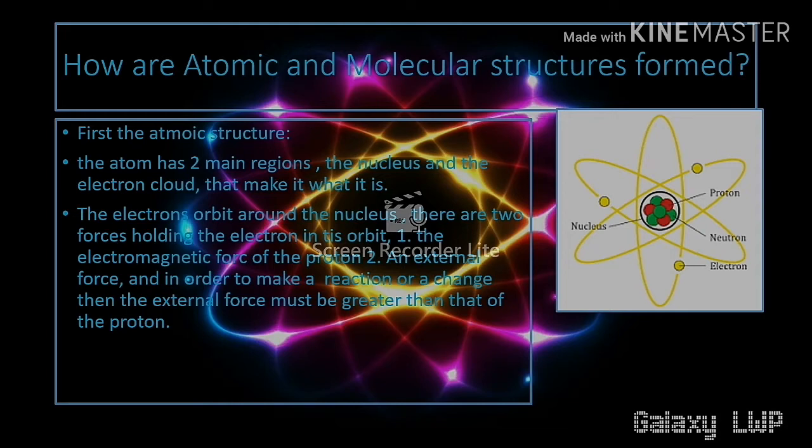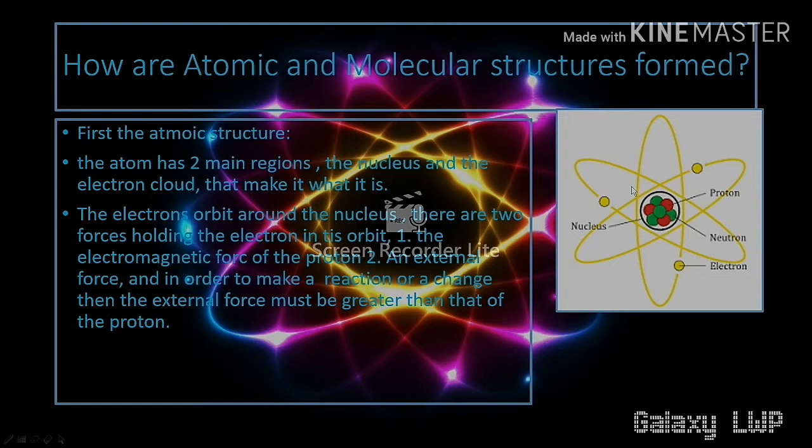And in order to make a reaction or a change, the external force must be greater than that of the proton. In order to remove the electron from its orbit and for a reaction to happen, the external force or the pull force should be more.